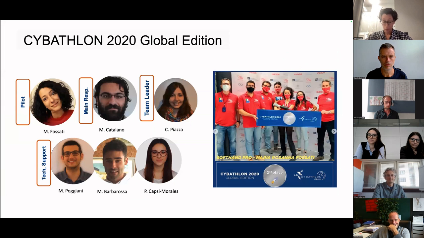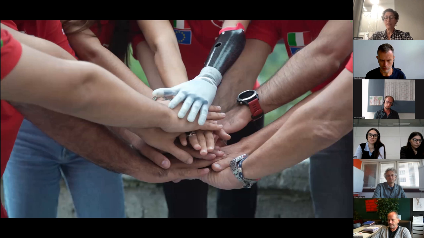participate at the Cybathlon 2020, the global edition. Here there is our team. So there were also with us Cristina and Patricia, actually, and we gained the second place in the competition. And yes, at first sight, we can say that Cybathlon for upper limb was a competition about prosthesis dexterity. But what I would love to say is that it was also for us a story of humanity and a great team building exercise, we could say.